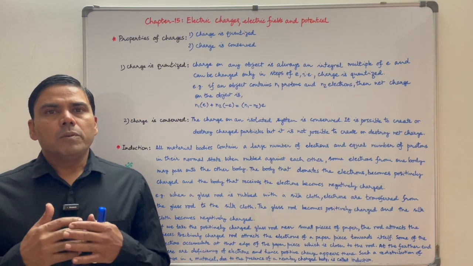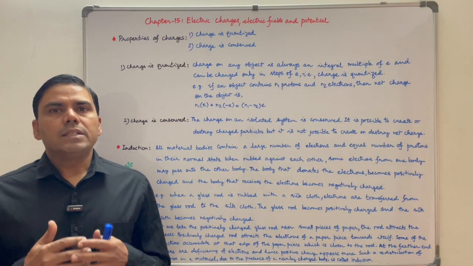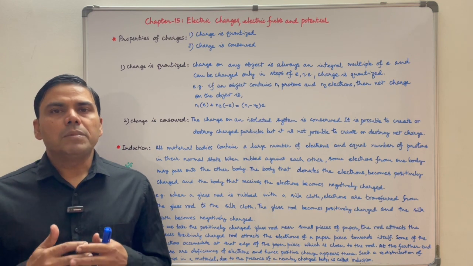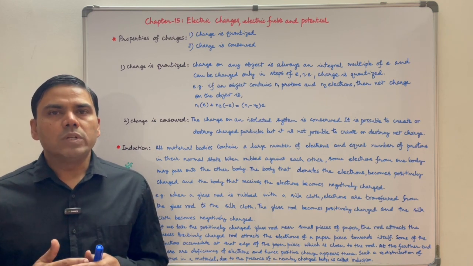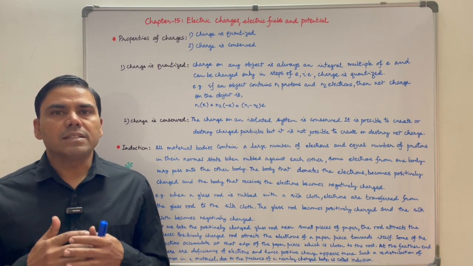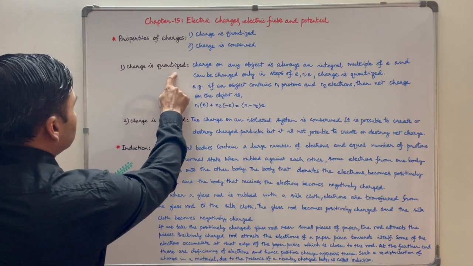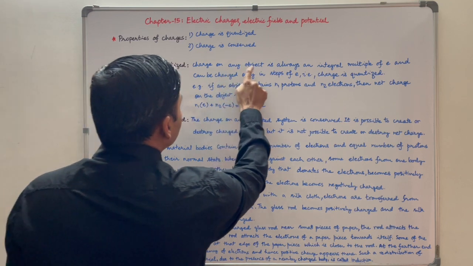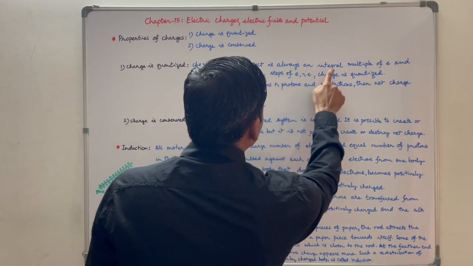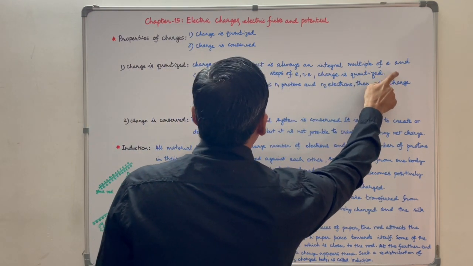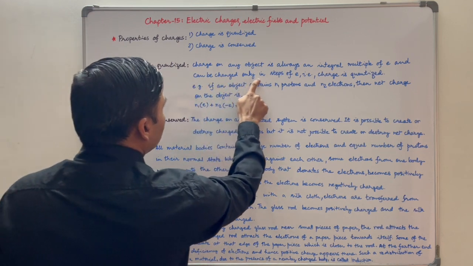Now let us talk about properties of charges. There are many properties of charges, but we will talk only about two. Charge is quantized and charge is conserved. First property is charge is quantized. It means charge on any object is always an integral multiple of e and can be changed only in steps of e.